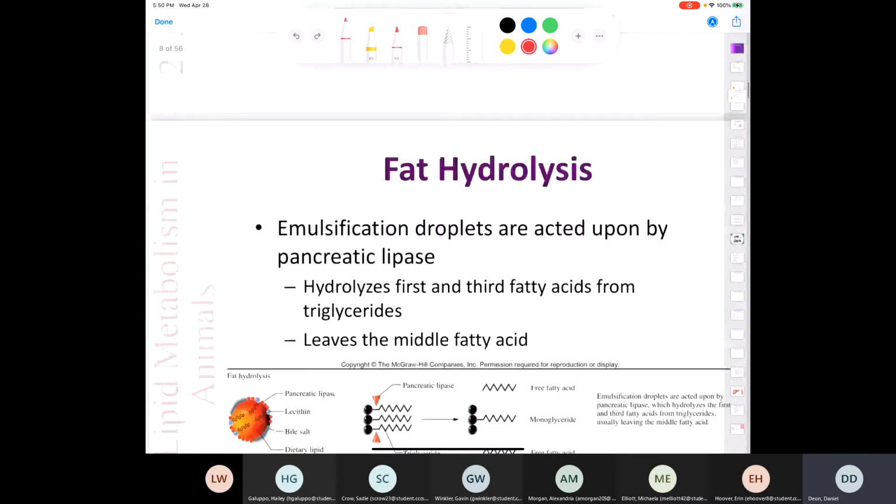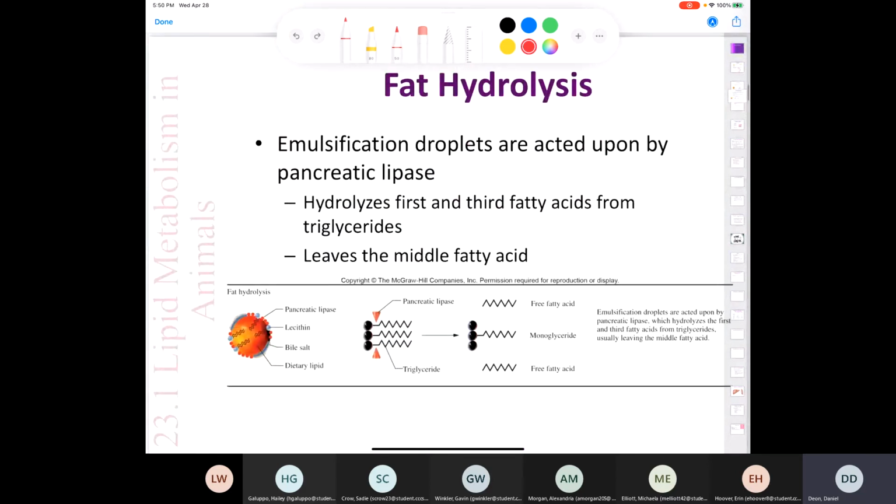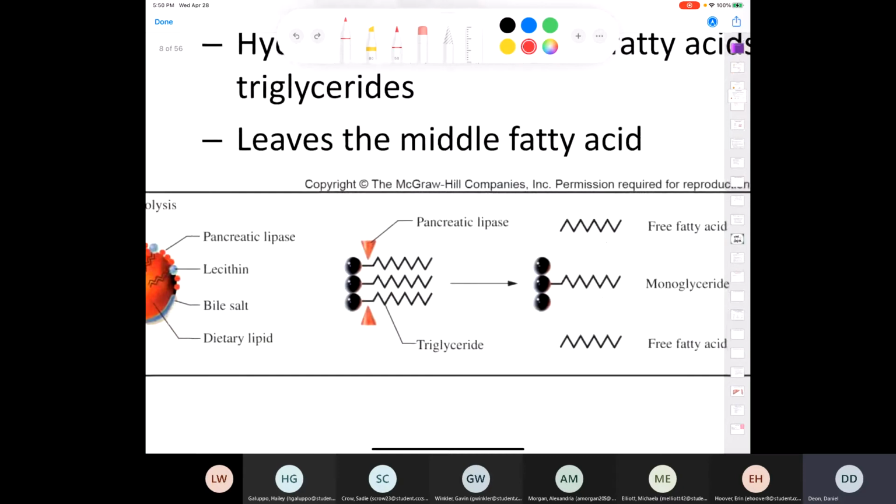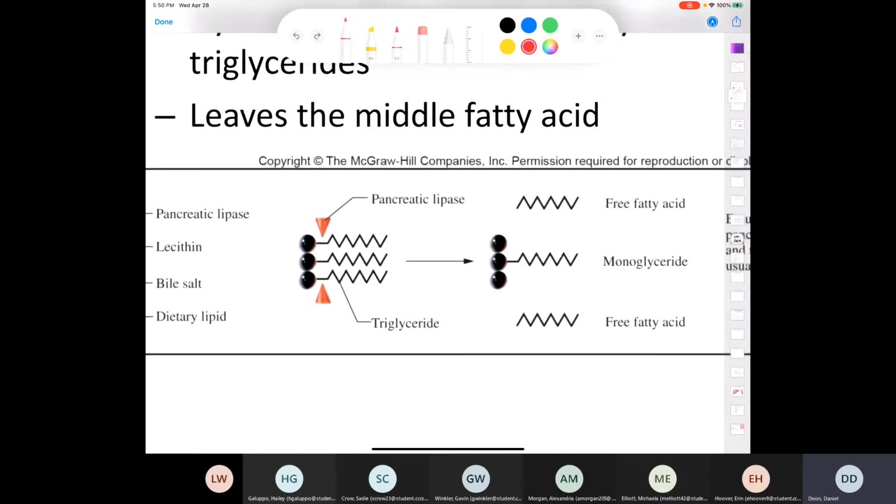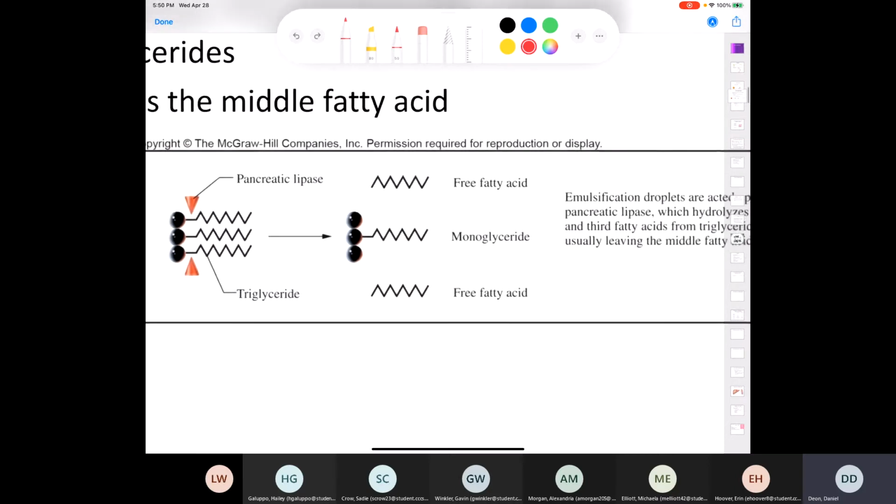Then those little droplets are going to get acted upon by an enzyme called pancreatic lipase. Now, again, this has always been kind of puzzling to me, but it's the way nature designed it. You take your triglyceride, and the pancreatic lipase usually only clips off 2 of the fatty acid chains and makes what's called a monoglyceride. And it's usually the middle fatty acid that's left over. I don't think it's like that 100% of the time. Even our book says it's usually that way, okay? But now you've broken it apart.